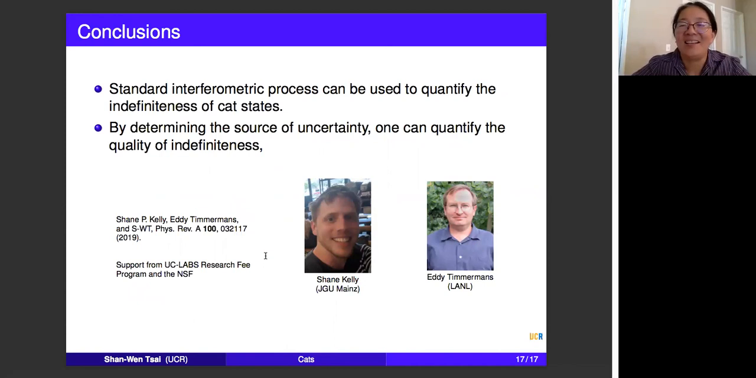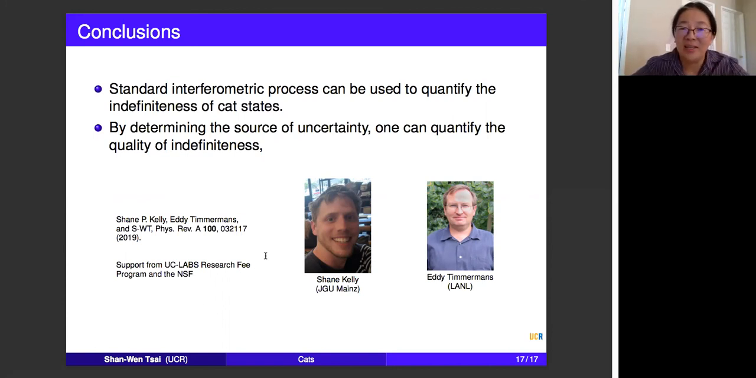I think that's essentially it. We have to go through some measures and some careful bounds, but that's essentially the idea. The key thing is, we want to know the indefiniteness. When you do measurements, you get uncertainty, probability distributions, and the idea that we propose is to use interferometry to be able to quantify that, how much is coming from indefiniteness.